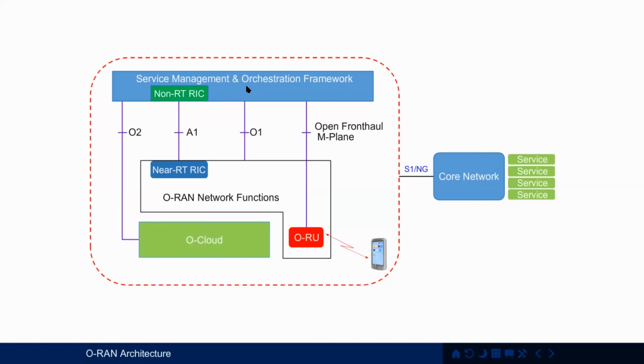Well, the Service Management and Orchestration Framework is providing management service for the radio network, but also for the core network and perhaps the transport network. And it also deals with network slicing as well.